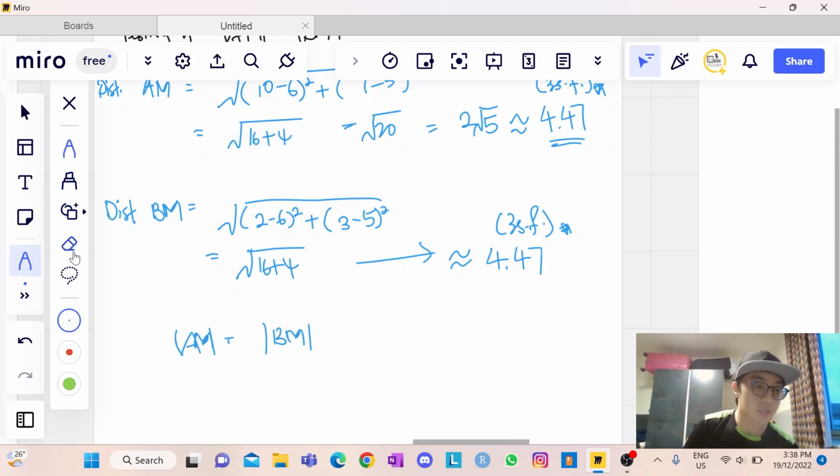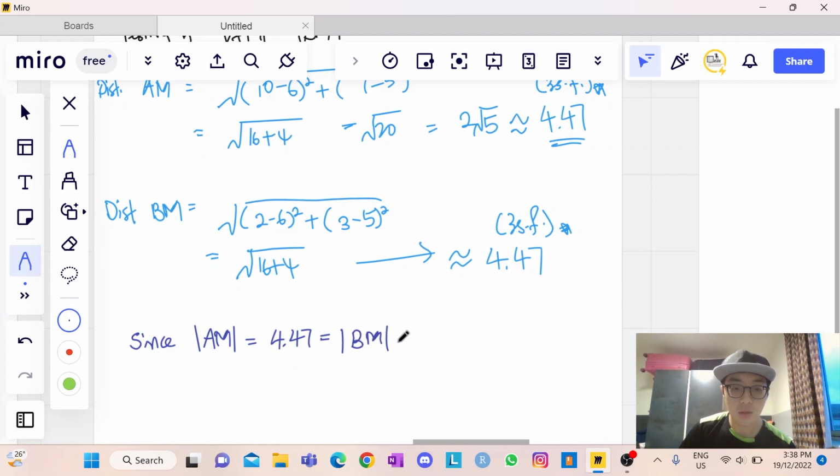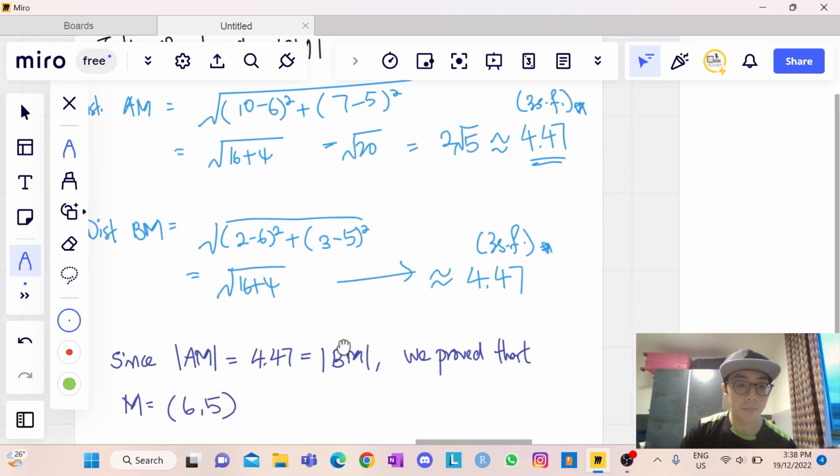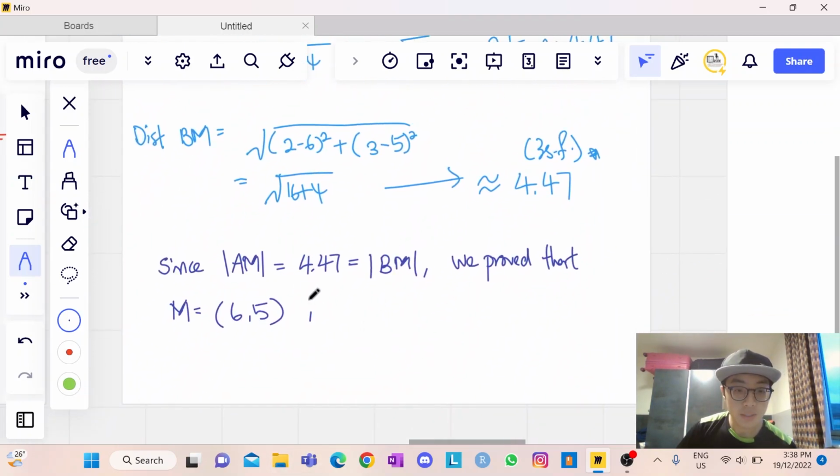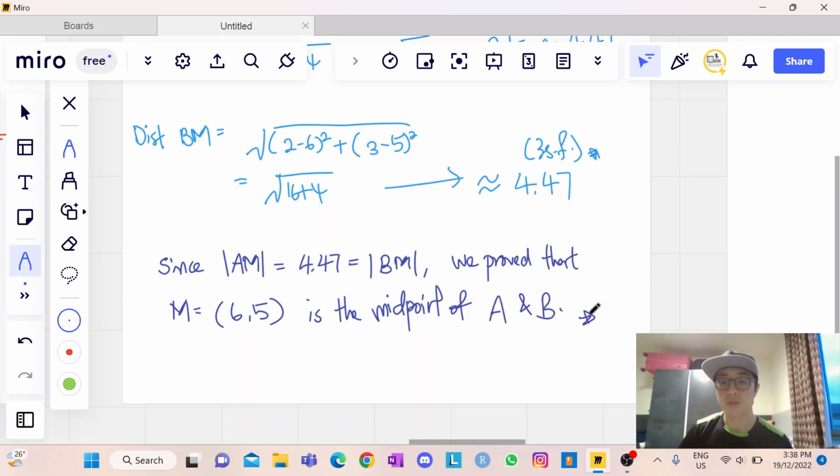Okay, I'm just going to write this in a neater way and in a different color. Since AM is equals to 4.47 is equals to BM, we proved that M, which is equals to 6 and 5, is the midpoint of A and B. It's just that easy.